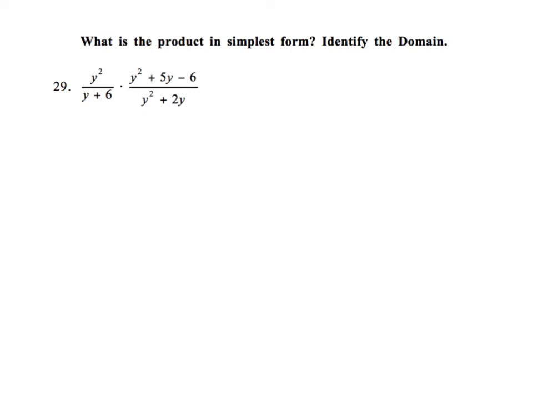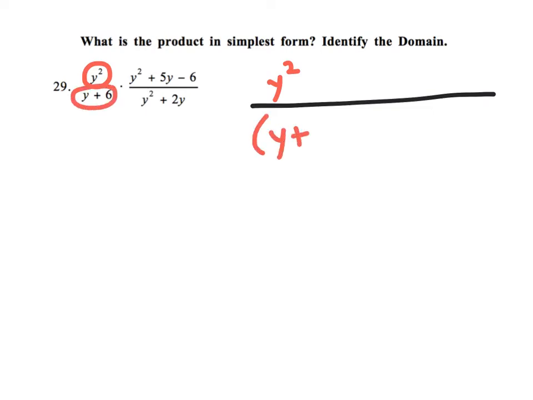Now one thing I notice, I'm going to write my big fraction over here. Right off the bat, we have y squared on top. That's already simplified. I can't do anything else with that. So we're going to write y squared. I also see y plus 6. That's also simplified. I'm going to write that on the bottom, but I'm going to leave it in parentheses.